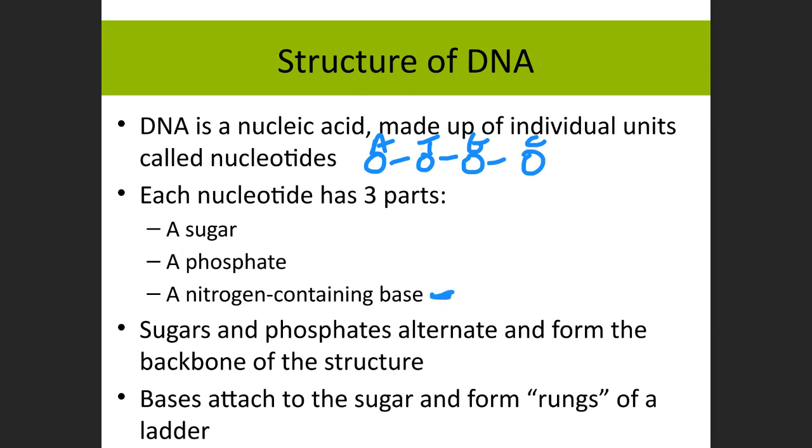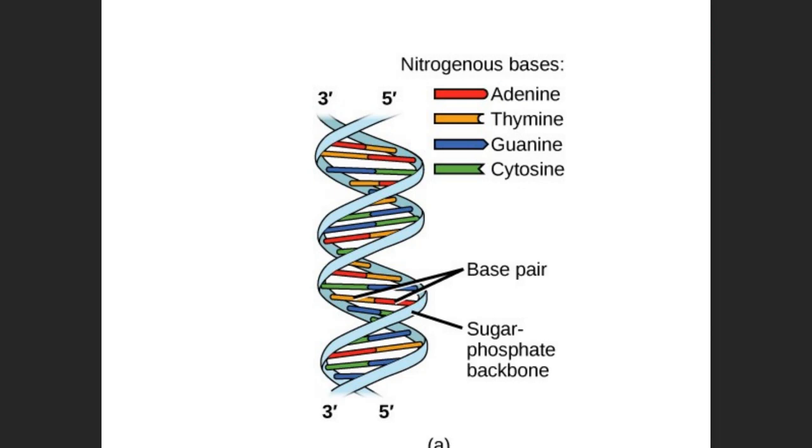There's this nitrogen-containing base, but then there's also a sugar and a phosphate group, and those are on the backbone of the DNA. If we think of it as a ladder, I'll show you a picture here. This light blue is this sugar phosphate backbone. And then these rungs are nucleotides. And as you know, the A always pairs with T, and G always pairs with C.